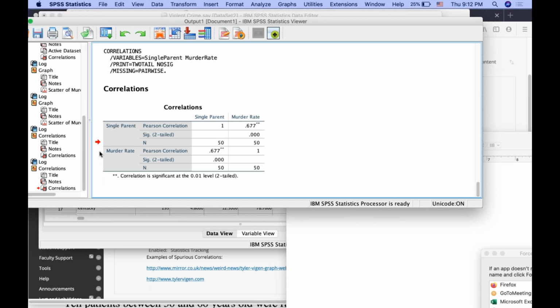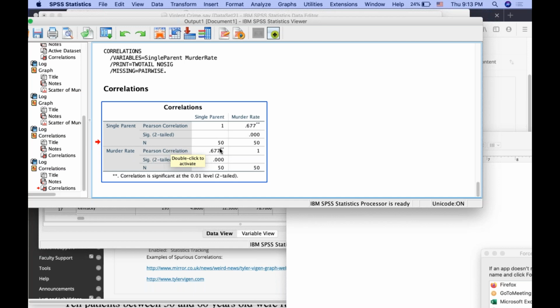So what SPSS does, and you saw it do this in the analysis of variance also, it compares single parent households to single parent households. Why did it do that? I don't know. Then it compares single parent households to the murder rate, which is what we're after. But then it compares murder rate to single parent households. Well, you just did that, right? So what did you get? You get the same result. It's the same thing.